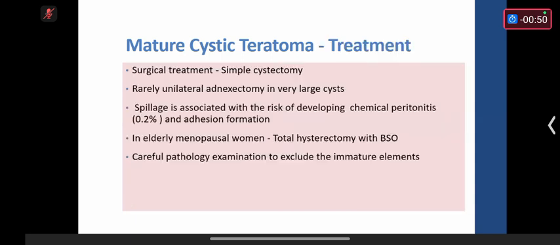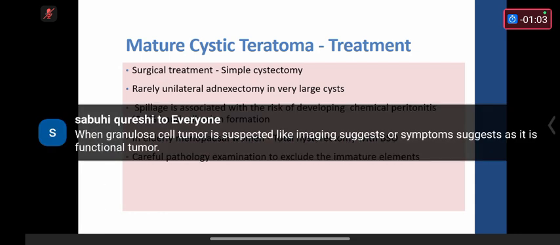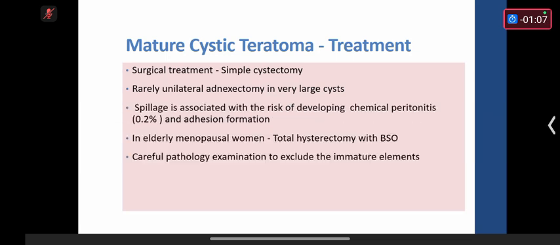This is the ultrasound of a cystic teratoma, and always be careful while doing a surgery that there is no spillage, because that can give rise to chemical peritonitis. So the surgery which is involved for this is a simple cystectomy. Rarely, if it is large, then you need to do a unilateral adnexectomy.